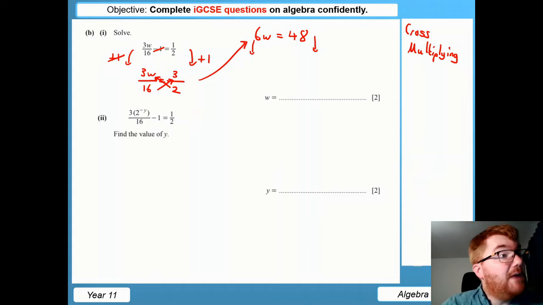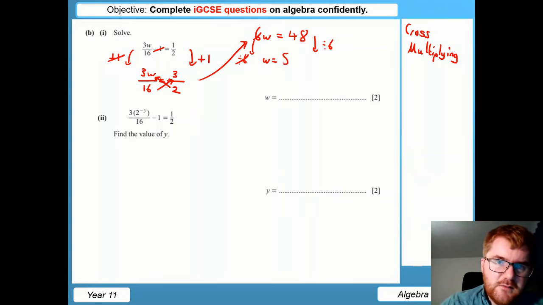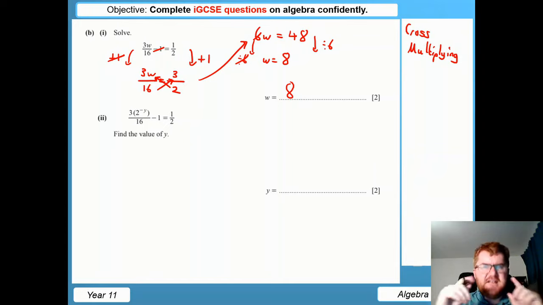So what's the opposite of timesing by 6? We're going to divide by 6 on both sides. That cancels, giving us w. 48 divided by 6 is equal to 8. Again, use that calculator if you need it.